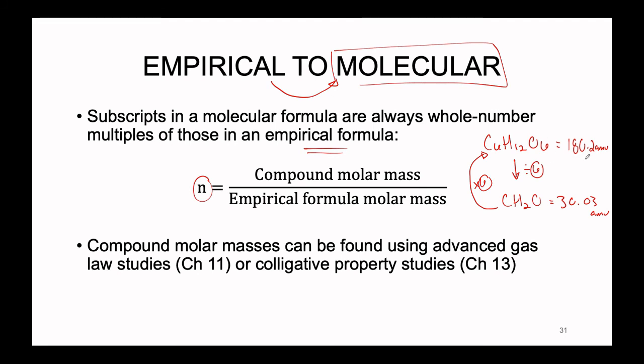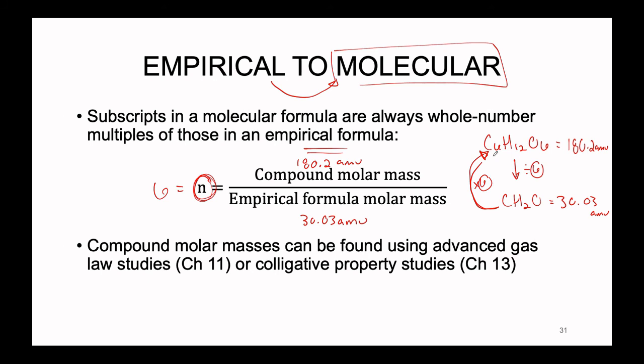If you take the first and divide it by the other, 180.2 atomic mass units divided by 30.03 atomic mass units, so the compound's molar mass divided by the empirical formula's molar mass, what you get is 6. And this represents the factor that we can use to scale up our empirical formula, as we did here, to get back to the molecular formula, your actual compound's formula.